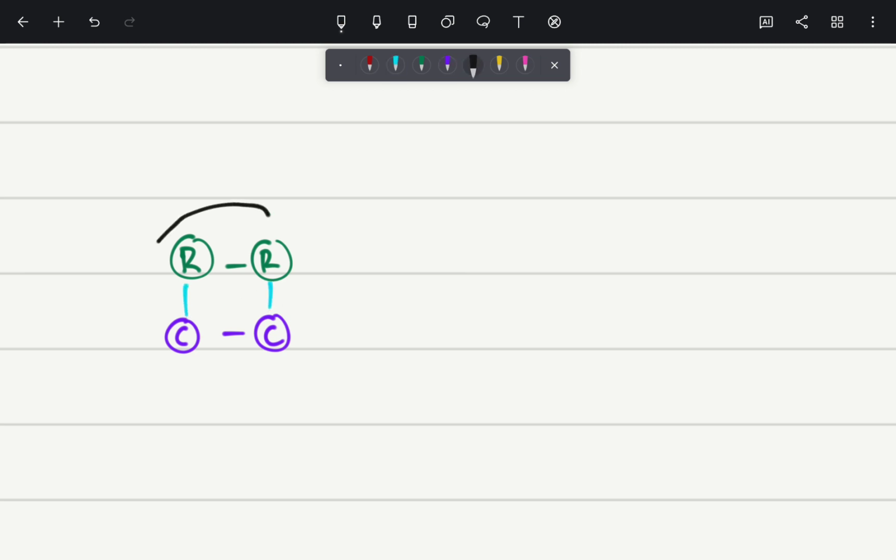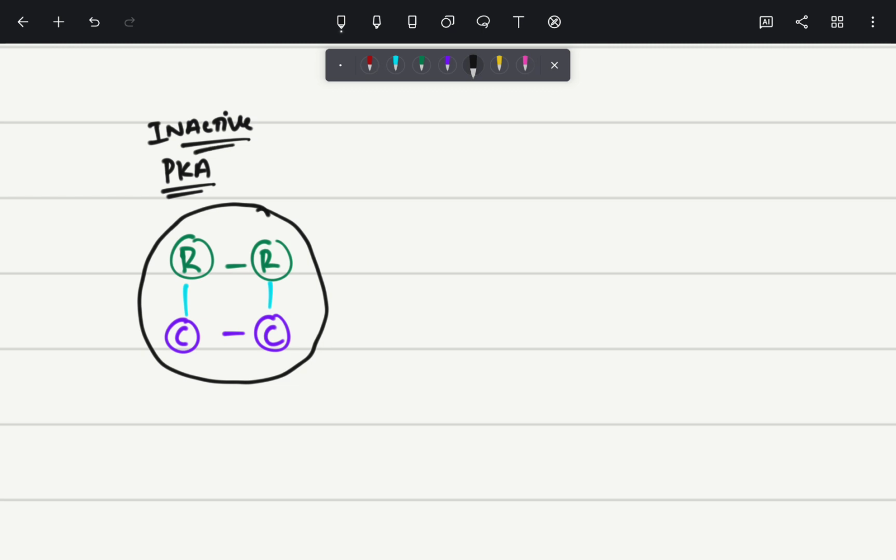Now this entire complex is your protein kinase A, but it is in inactive form. Okay, this protein kinase A is in inactive form. Now imagine there is activation. Activation is by cyclic AMP. Now there is this activation of protein kinase A by cyclic AMP.